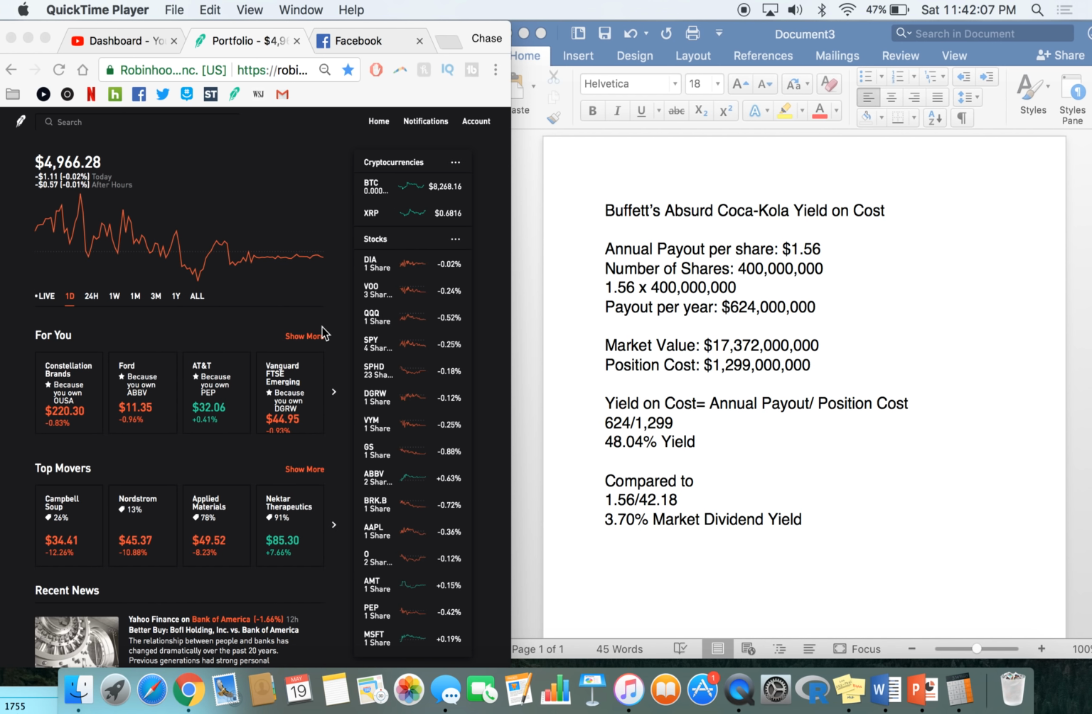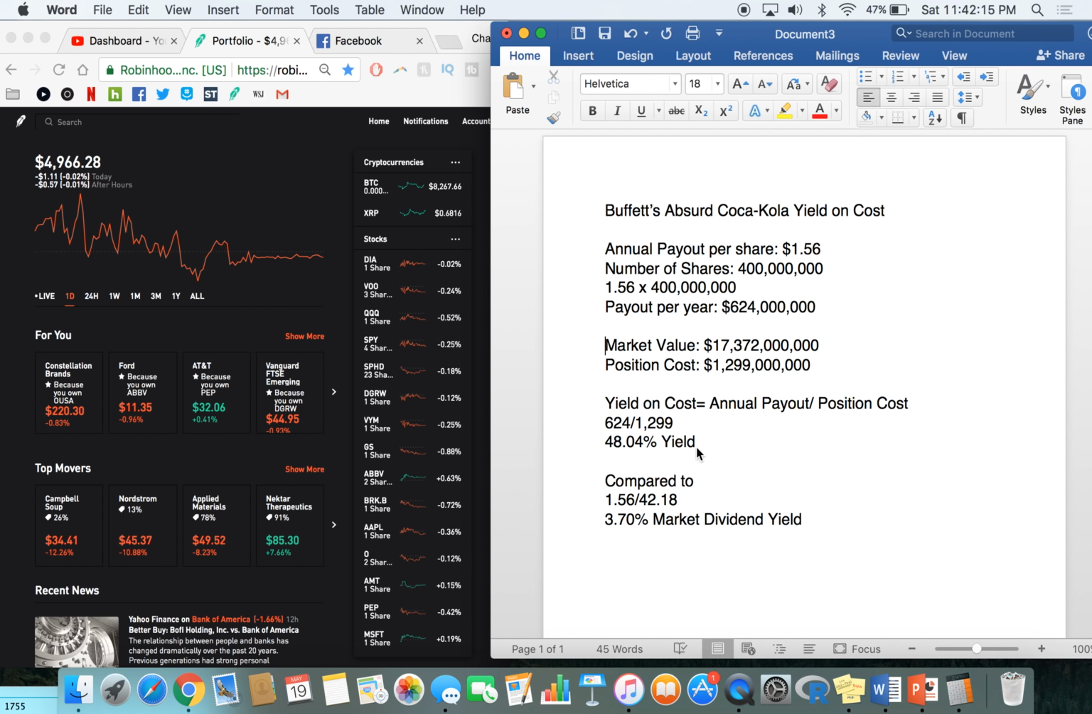So the annualized payout divided by position cost is going to be 624 million divided by 1.3 billion. And that's going to give us a 48% dividend yield per year from Warren Buffett's Coca-Cola stock. And compared to the market price of $42.18, $1.56 divided by $42 is going to be about a 3.7% market dividend yield.